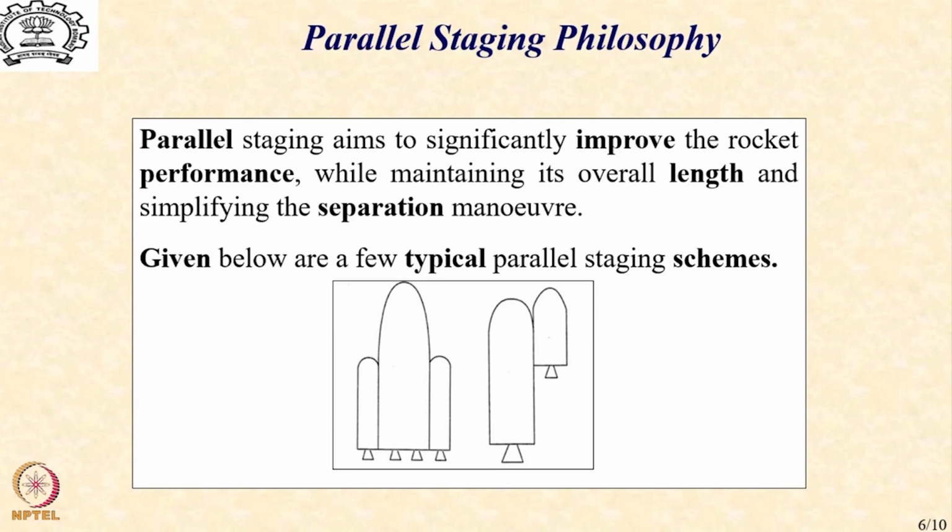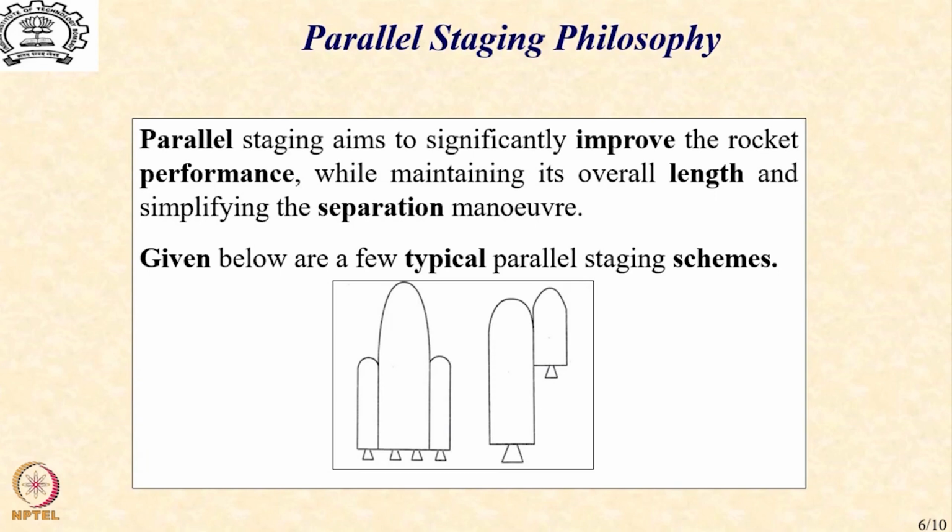Whereas on the right hand side, we have another possibility in which the configuration becomes unsymmetric, and this is sometimes also called piggyback staging, as a smaller stage is riding piggyback on a larger stage. Let me now come back to the first point about the separation maneuver.